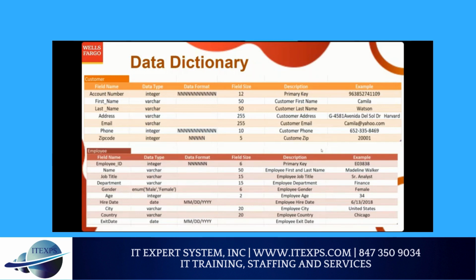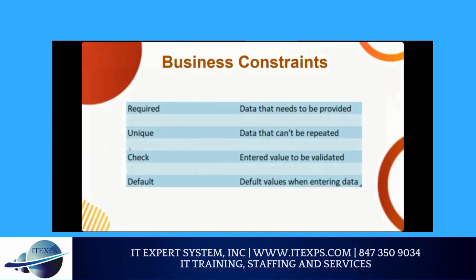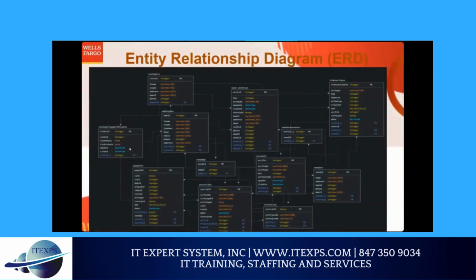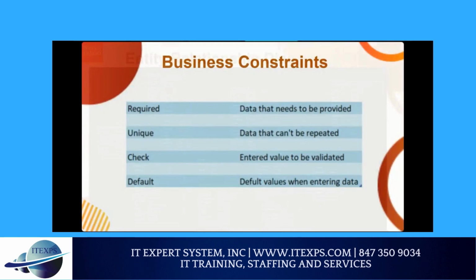In the data dictionary, we use the data concerning the customer and the employee. The customer data: the account number, customer first name, customer last name, address, email, phone number and zip code. About the employee, we have the employee ID, employee name, job title, department, gender, age, hire date, city, county, and exit date. For example, for the customer data, the customer has to use the customer first name, and we show that on the data dictionary as an example.